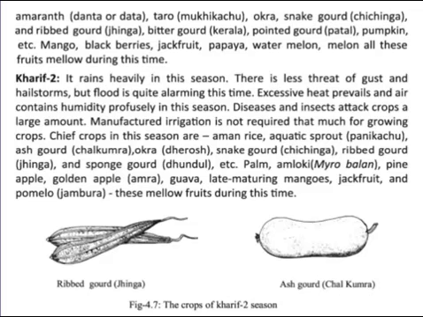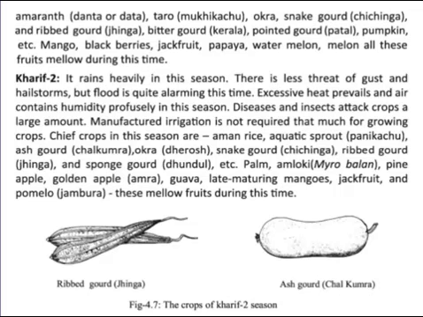And Kharif 2, it rains heavily in this season. That means we will see heavy rains, and there is less threat of hailstorms, no chance of thunderstorms or hailstorms, but flood is quite alarming at these times. When rain is very heavy, excessive heat prevails, and the air contains humidity profusely in the season. We will see excessive heat and hot temperature, and the moisture is very high, and disease and insects attack the crops in large amounts. At times the disease and insect attacks on the crops are very high. Manual irrigation is not required, that means we will not do the manual irrigation that is a must for growing crops.